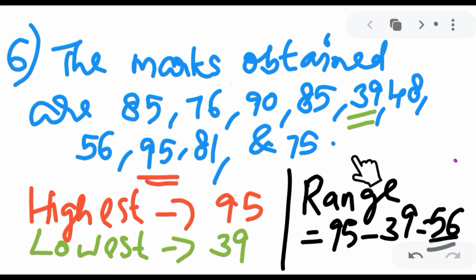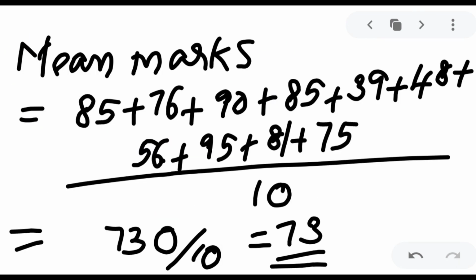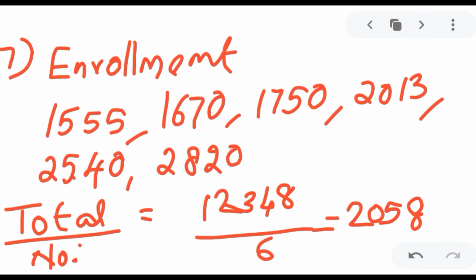Then what is the next step? We want to find the range. Range is highest minus lowest, that is 95 minus 39, which is 56. Next we want to find the arithmetic mean. Arithmetic mean of the given marks is the sum of the marks divided by the total number of marks, which is 10. After adding all, we get 730 by 10. It is 73.